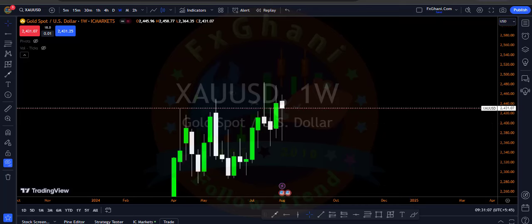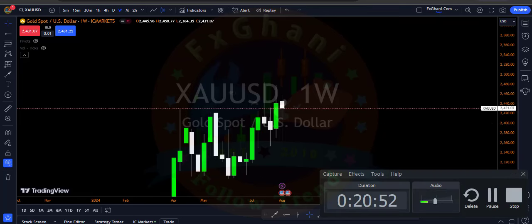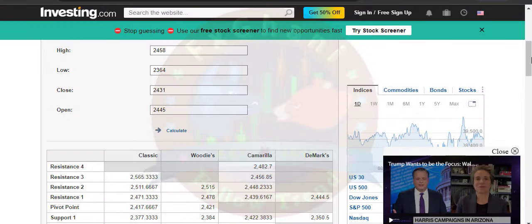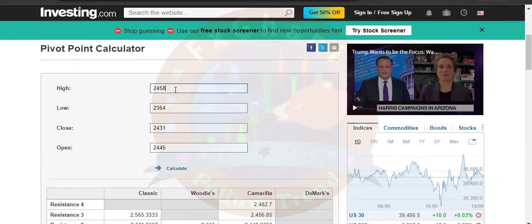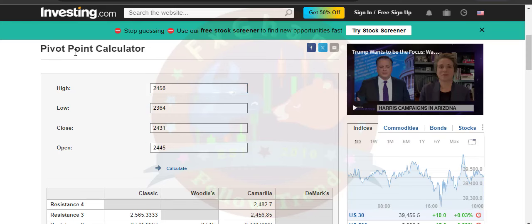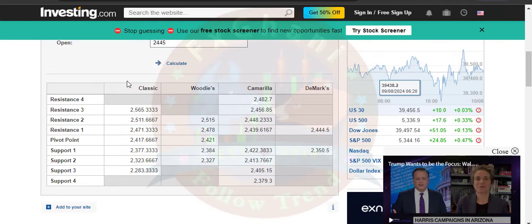Like, let me try to show you. Just wait a minute. Okay, so here you can see I place the pivot values here, weekly pivot values. So our previous weekly candle high, low, close and open. And when you click on calculate, then you can see pivot value is 24.17.